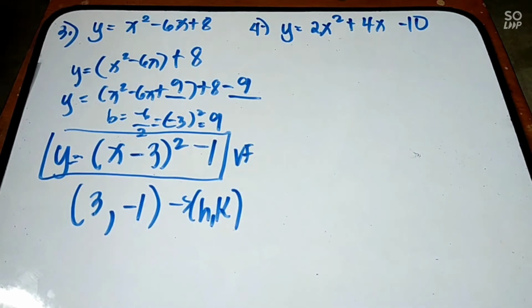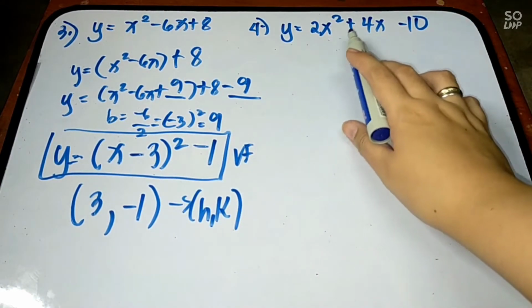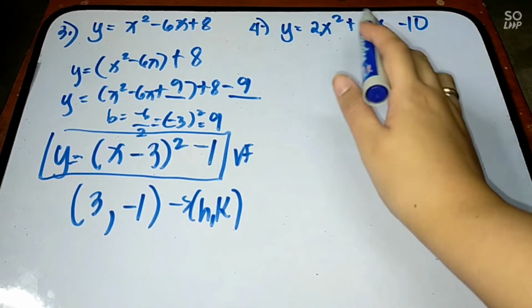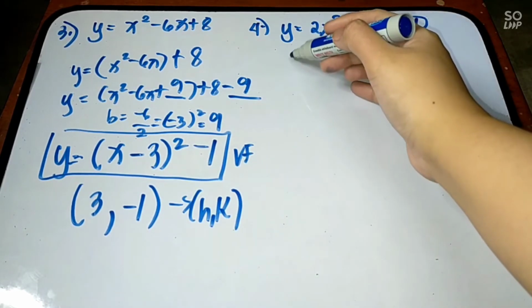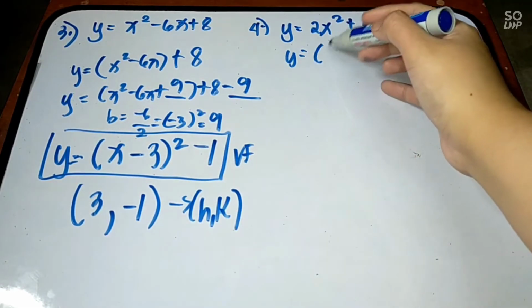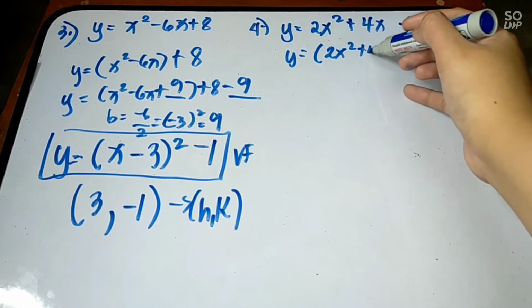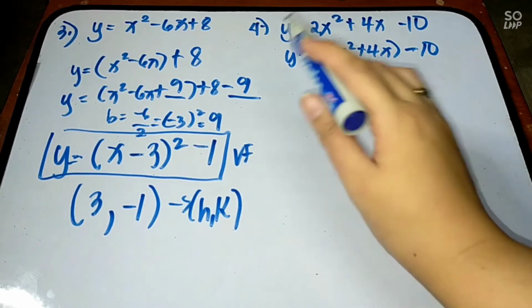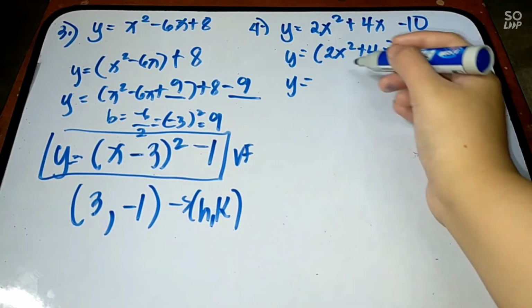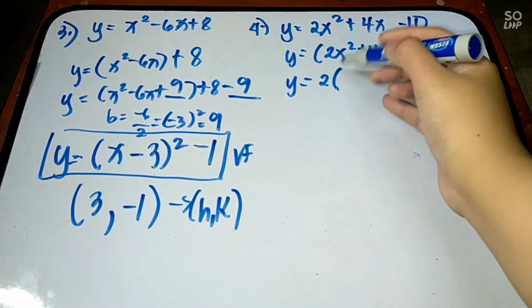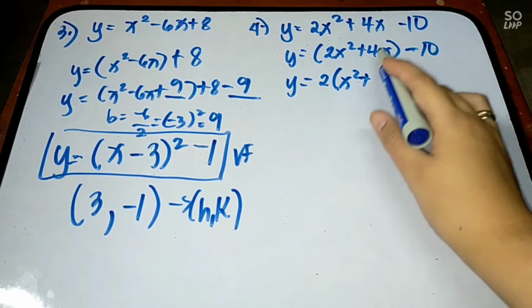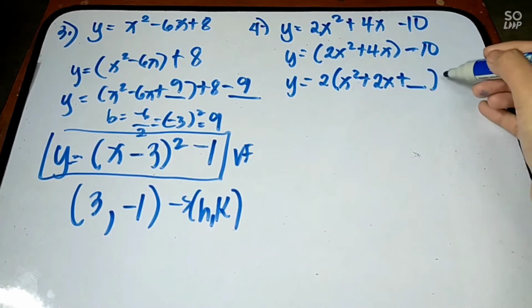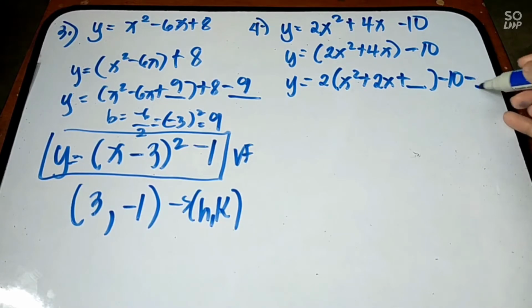Next tayo, let us have number 4. Y is equals to 2x squared plus 4x minus 10. As you can see, may number siya dito. So, ipa-factored out natin yon. So, we have here y is equals to, group muna natin, 2x squared plus 4x minus 10. Then, dito sa group na to, ipa-factored out natin yung 2. So, it becomes y is equals to, labas mo yung 2, 2 open parenthesis, x squared plus 4x divided by 2, the answer is 2x. Then, plus blank, minus 10, minus blank.